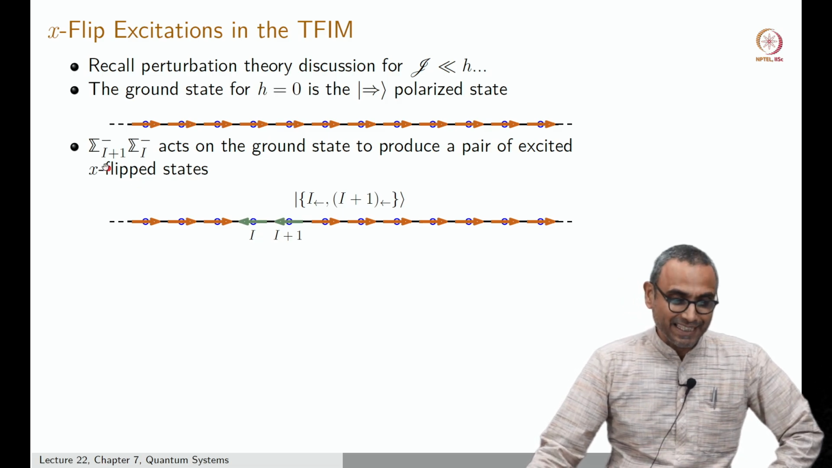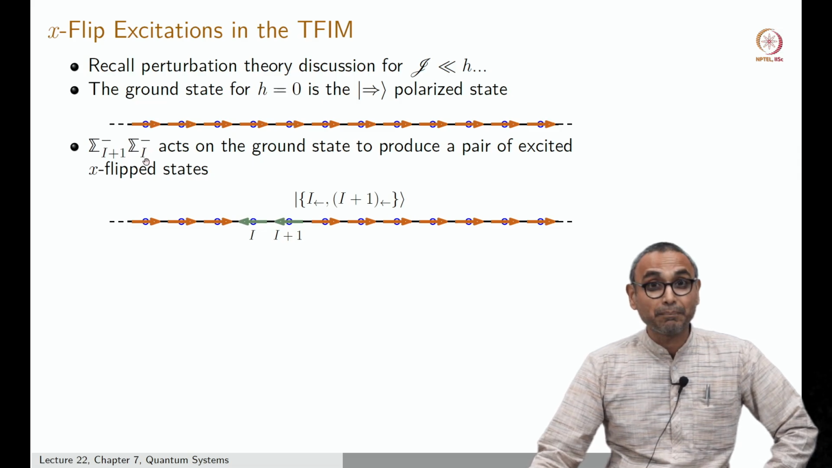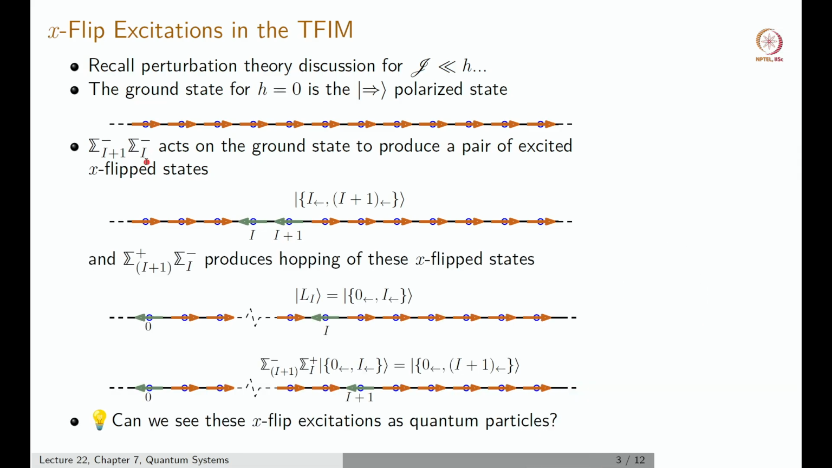We then went on to understand that the sigma plus, sigma minus operators effectively produce hopping of these particles. For example, if I take the state which we used to call Li, where there is a negatively x-polarized state at site I, then when this operator acts on this Li state, it will hop this particle one site to the right. That is, it will take this spin flip from I to I plus 1. So we can now imagine that this is some kind of particle that is hopping.